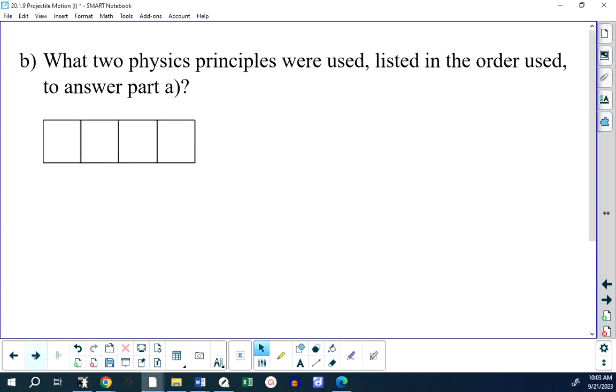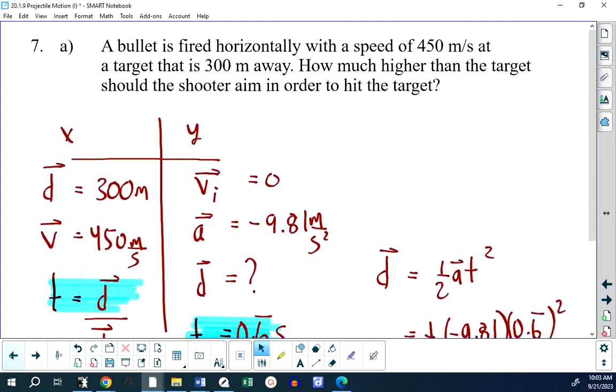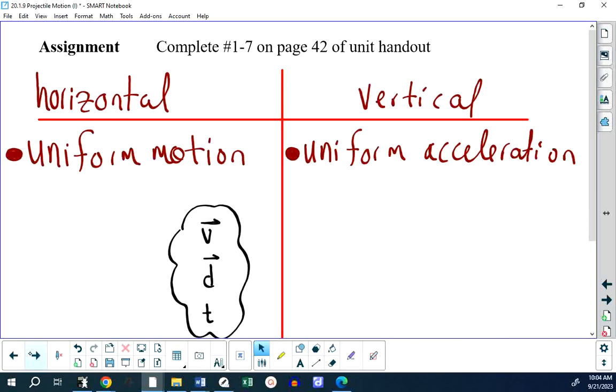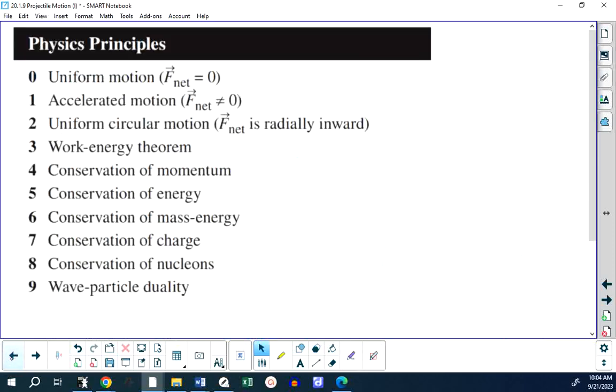What 2 physics principles were used? We did this already with a previous question, I think. Like we've talked about this before. So the main idea here is that when you're doing a calculation with vertical motion in these problems, it is uniform acceleration. That's just a summary. I want to go back and show this to you. When you're doing a calculation with the vertical motion for projectiles, this is your y. And when you're doing the calculation for the horizontal, it's uniform motion, that's your x.